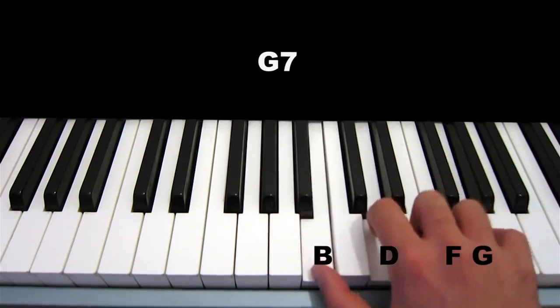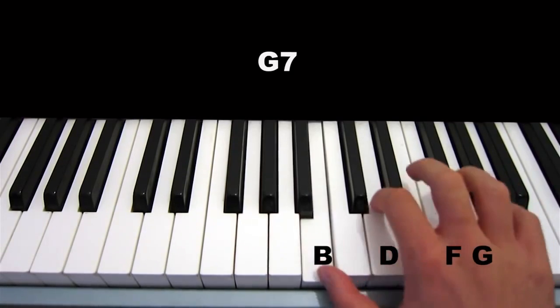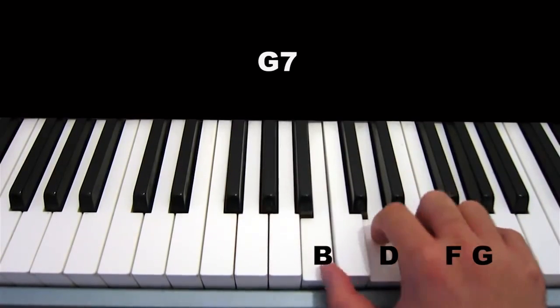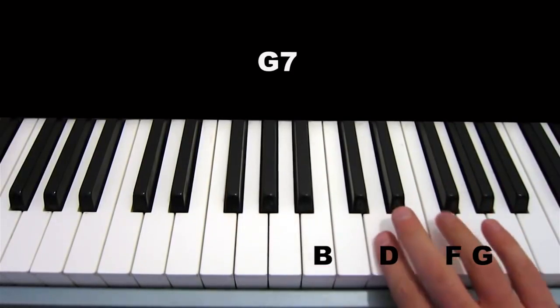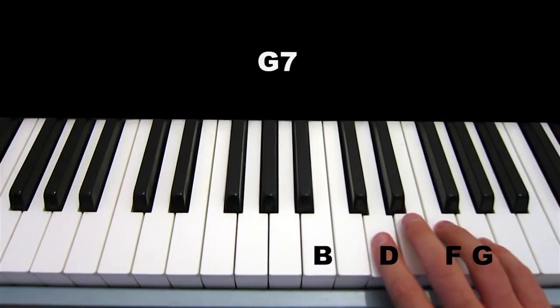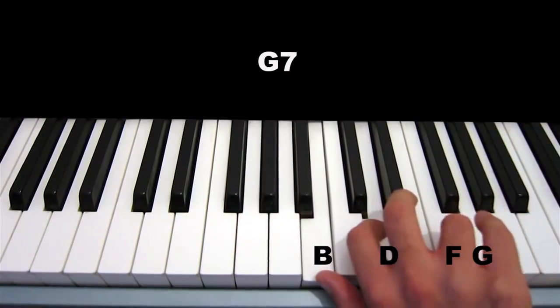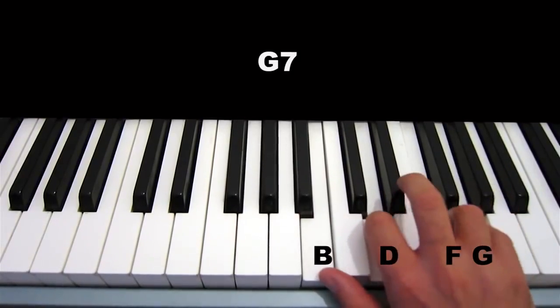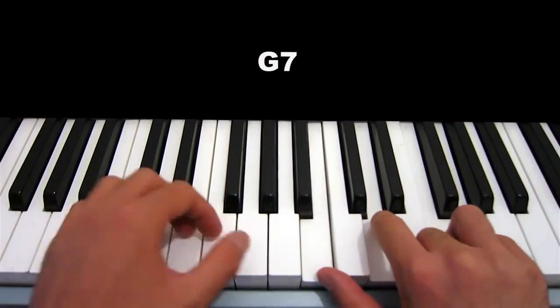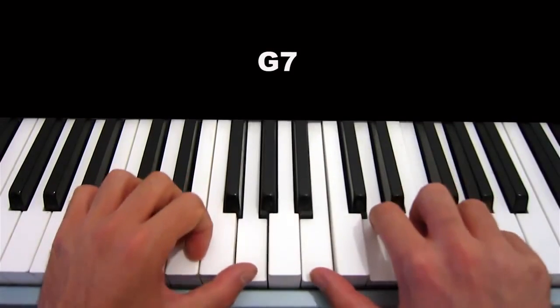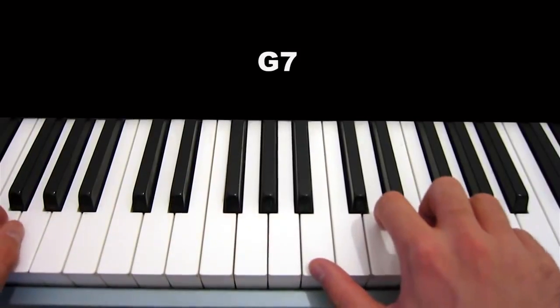So if we had a G chord, which is B, D, G, with the 1st, 2nd, and 5th fingers, the only thing we have to do in order to play a G7th chord is to add the F note right here with the 4th finger. So B, D, F with the 4th finger, and G with the 5th. Okay, that's G7th, and we play the G in the bass, or maybe an octave lower.